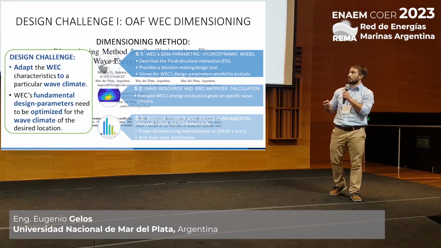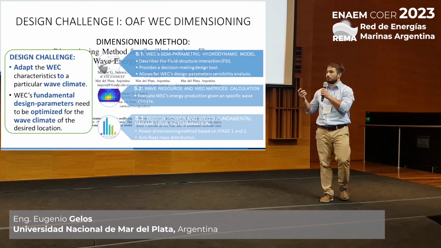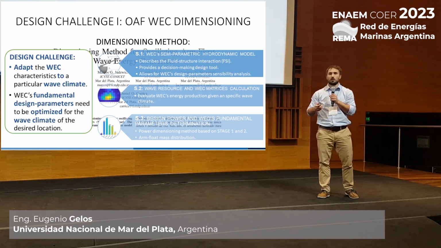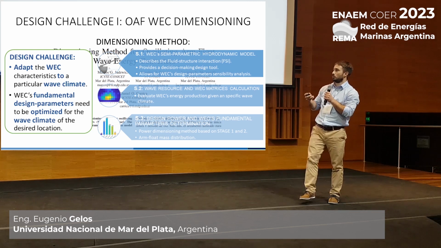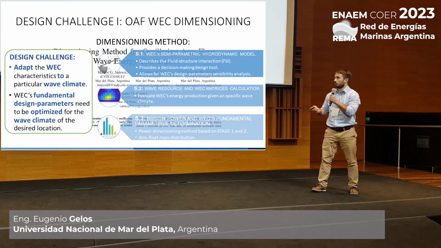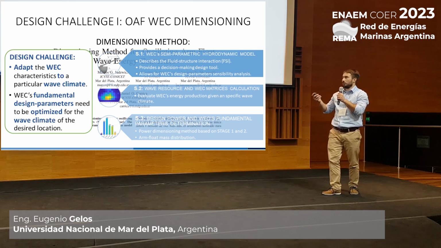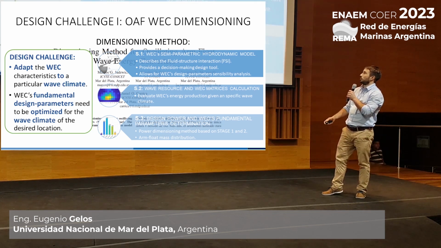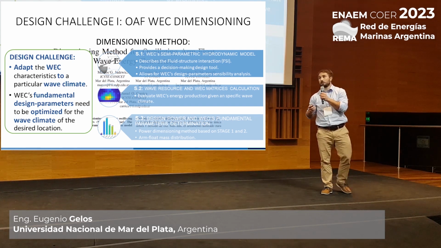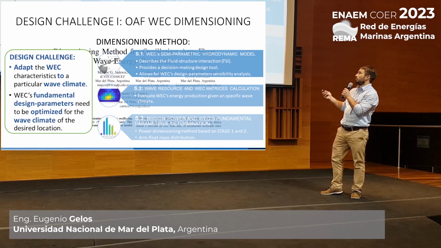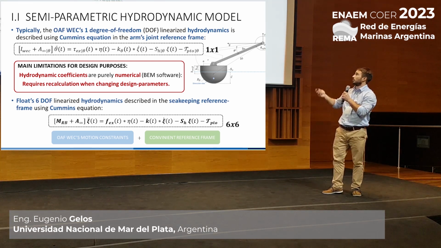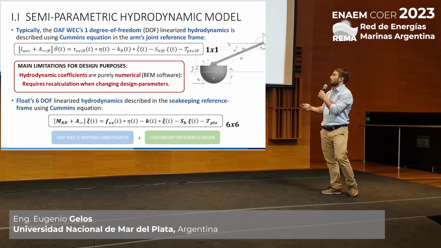One of the main design challenges is to adapt the WEC characteristics to a particular wave climate. This implies optimizing the fundamental design parameters in order to adapt to the desired location. For this purpose, we have proposed a dimensioning method consisting of 3 consecutive steps that I will briefly explain in the following slides. More details can be found in the article itself.